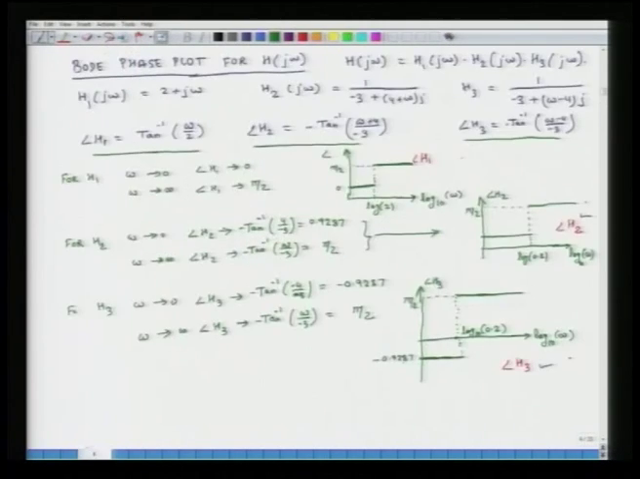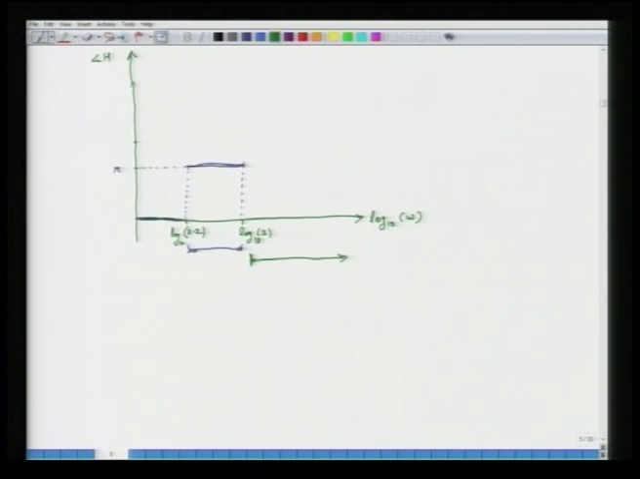for this range, let's look at the contributions from H1. From H1, the contribution is pi over 2. For H2, the contribution is pi over 3, again a constant, and from H3, the contribution is once again pi over 2. So, pi over 2 plus pi over 3 plus pi over 2 is 3 pi over 2. So, for this range, the phase response is 3 pi over 2.